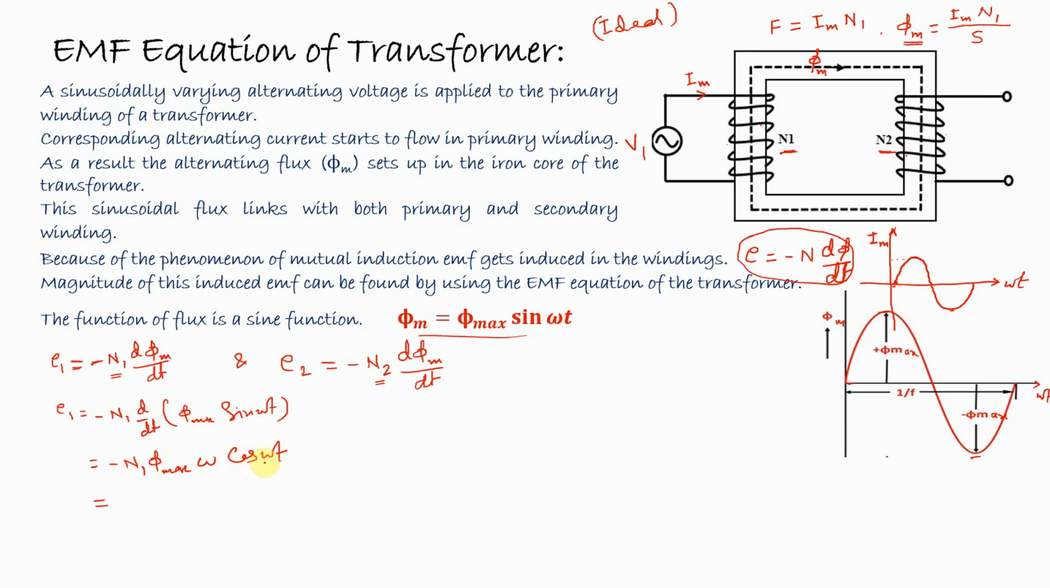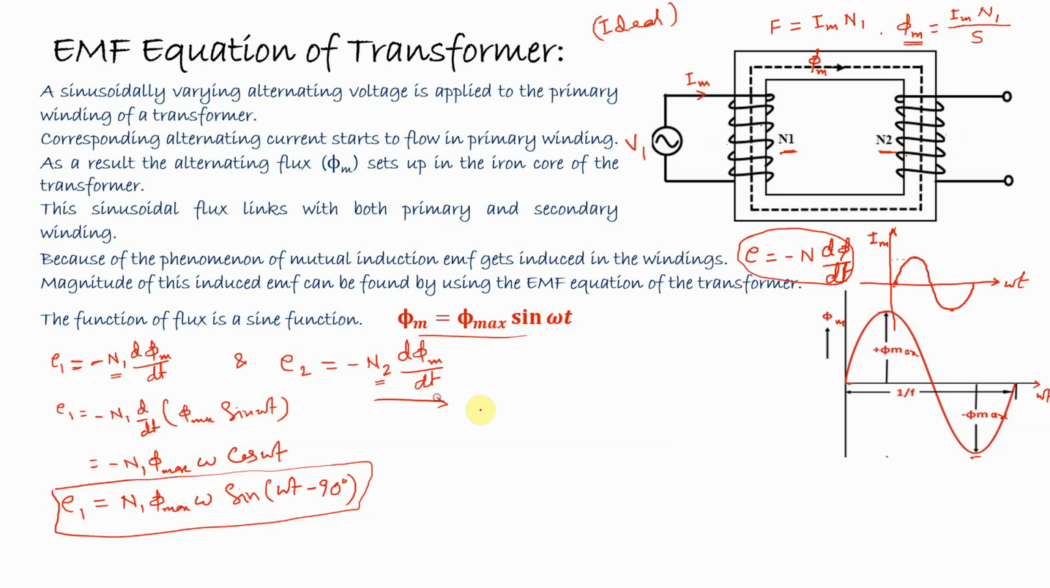So minus cos omega t can be converted to a sine value. So it will be N1 phi max omega, and minus cos omega t can be written as sine of omega t minus 90 degrees. So this is the instantaneous value of the induced EMF in the primary side of the transformer, in the primary winding.